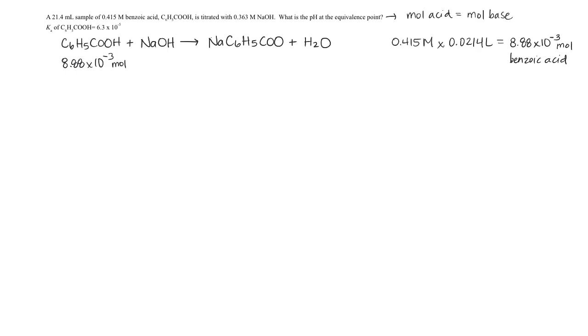At the equivalence point, we have the same number of moles of the sodium hydroxide. Both the acid and the base will be used up in the reaction, and we will produce 8.88 times 10 to the minus 3 moles of the sodium benzoate.